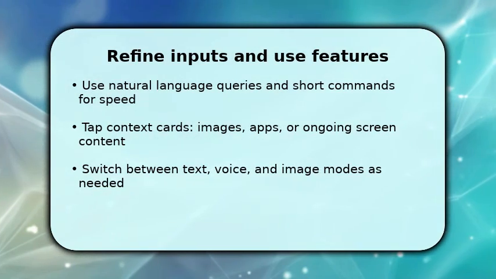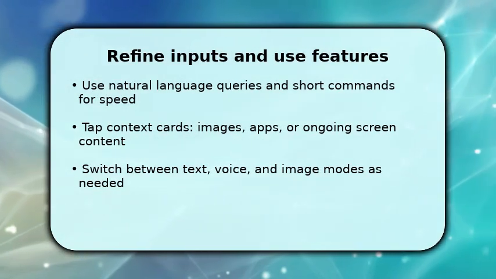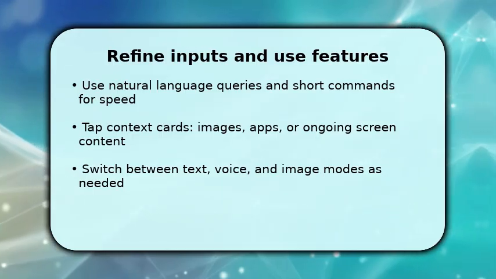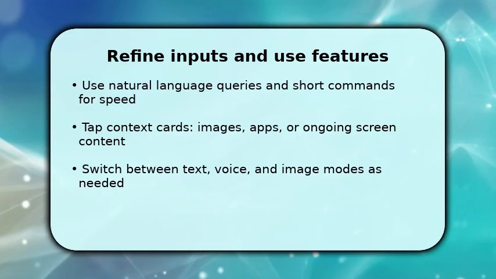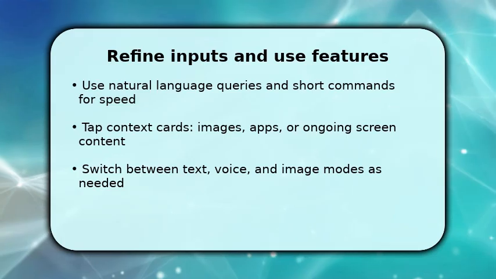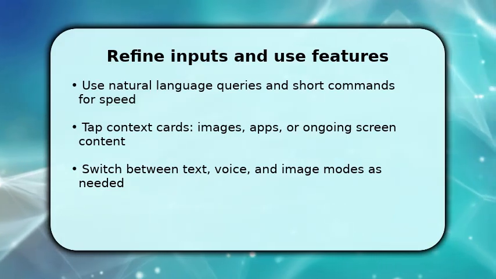Now you refine how you ask questions. Speak naturally or type concise prompts. The model reads context from your screen to give targeted answers. Once a response appears, tap image or app cards to dive deeper or extract info like phone numbers or directions.